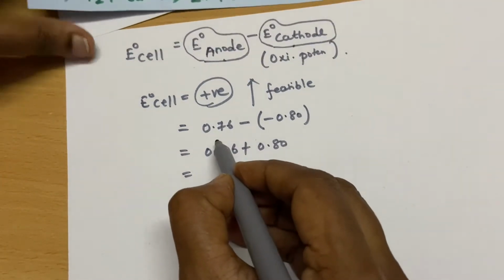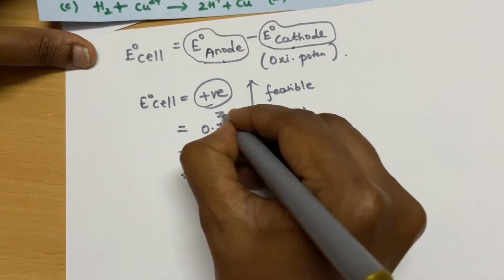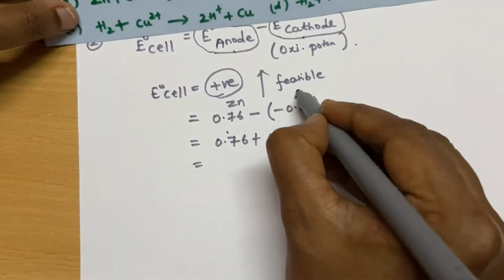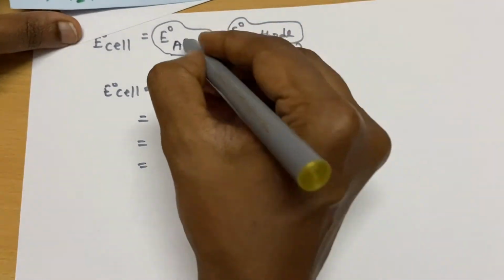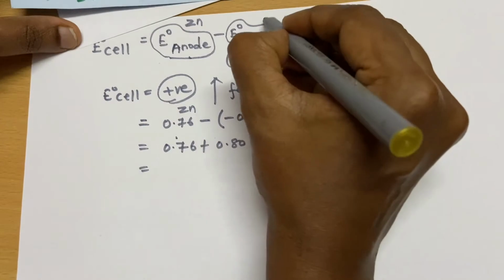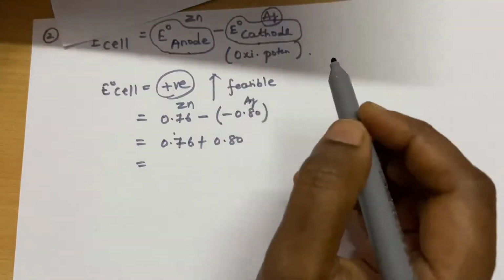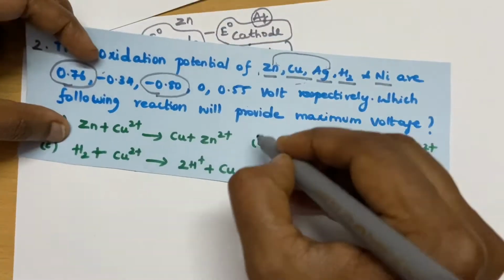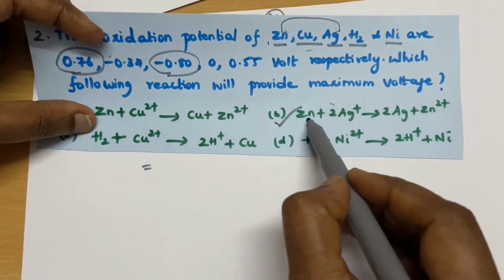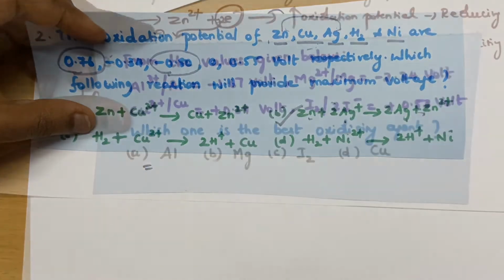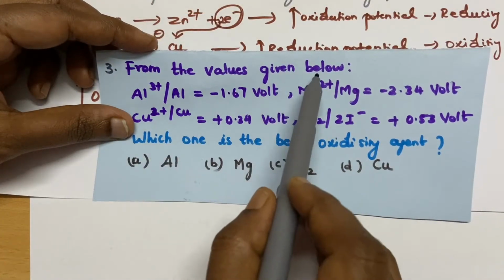So this one corresponds to zinc and this one corresponds to silver. So your zinc will form the anodic compartment and your silver will form the cathodic compartment. So by combining zinc and silver, you will get the maximum voltage. So in this equation, zinc gets oxidized and silver gets reduced. Okay students, the next question, from the values given below.